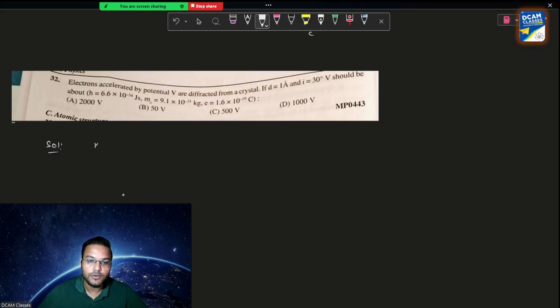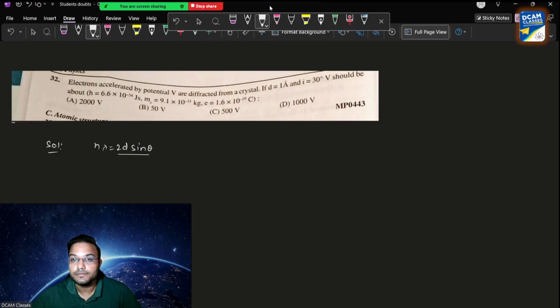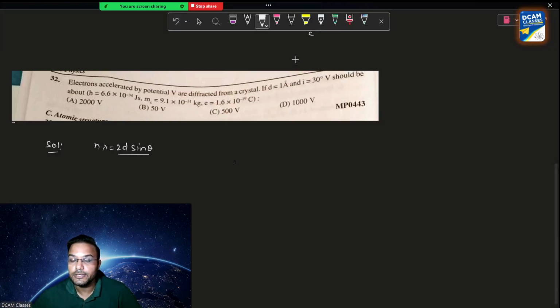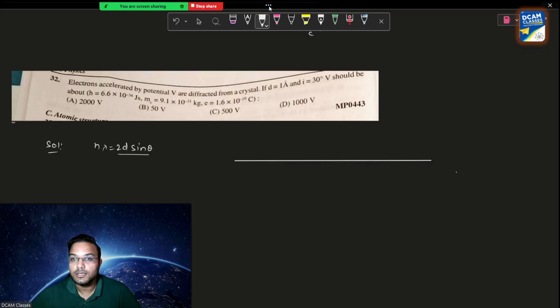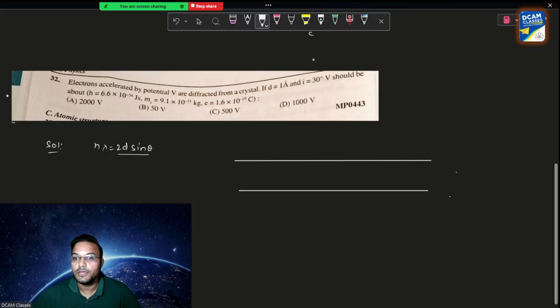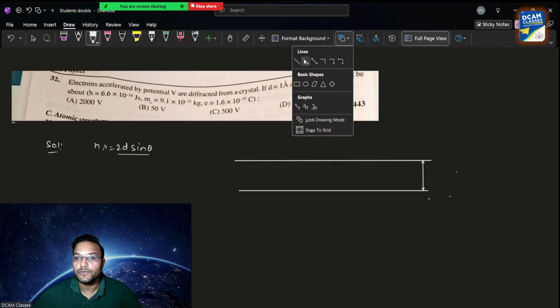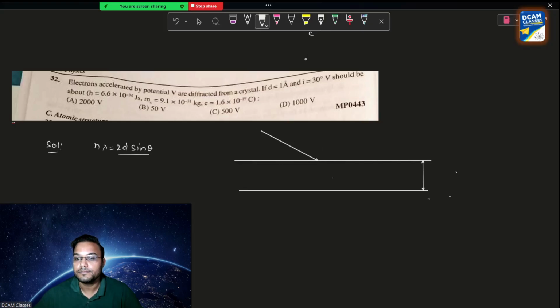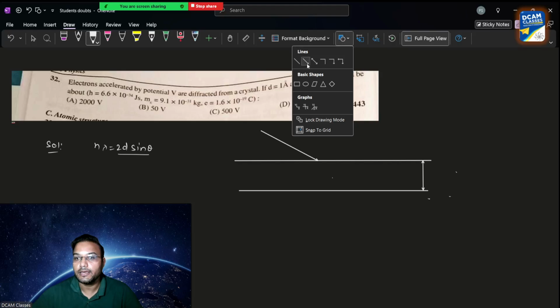In this diffraction, we know n lambda is equal to 2d sine theta. We have to equate the path difference with n lambda. So let's draw the diagram first, the diagram of the diffraction pattern. This is the distance d between the two layers. The ray of light has come in this way, and then it got reflected.